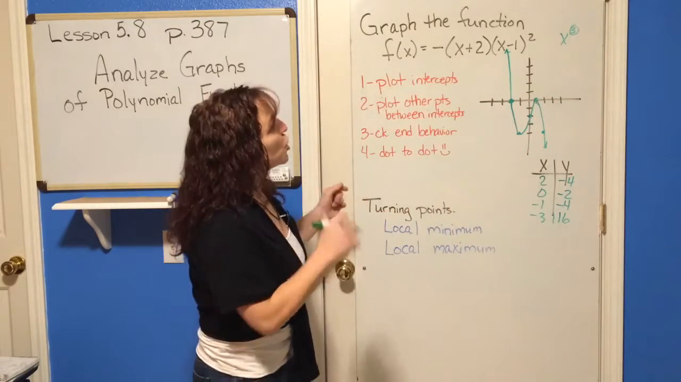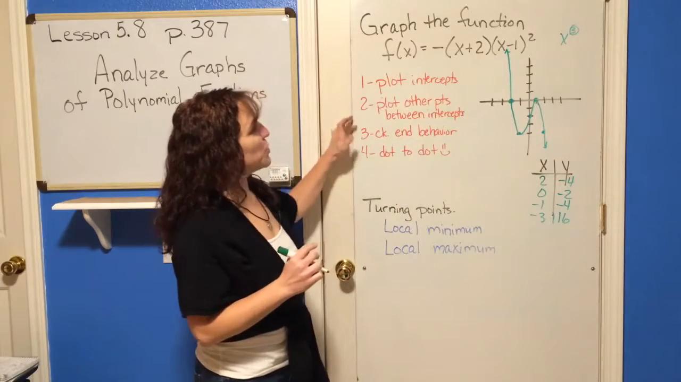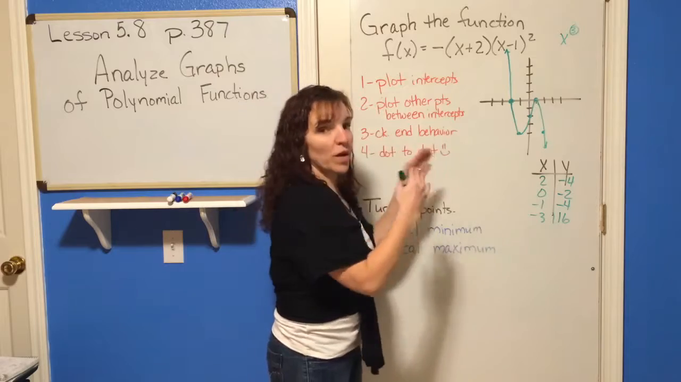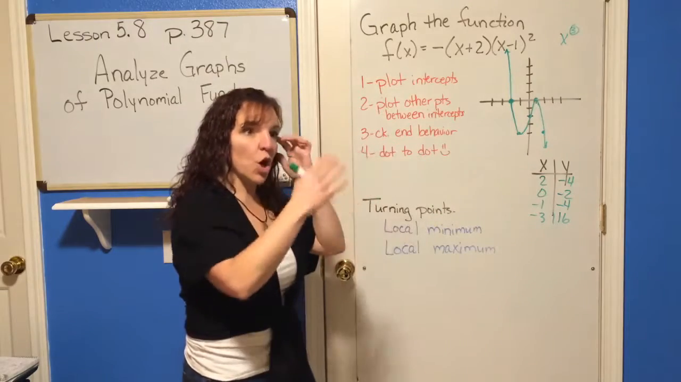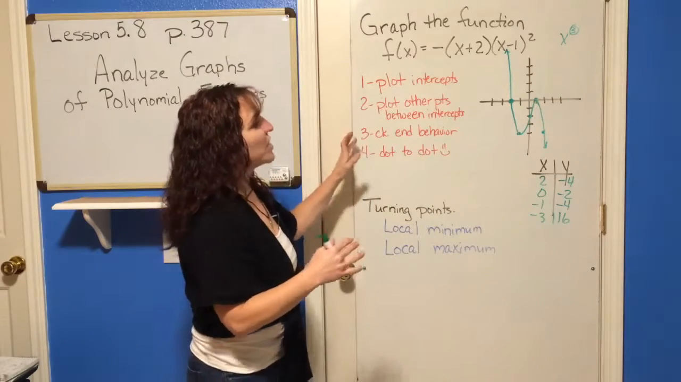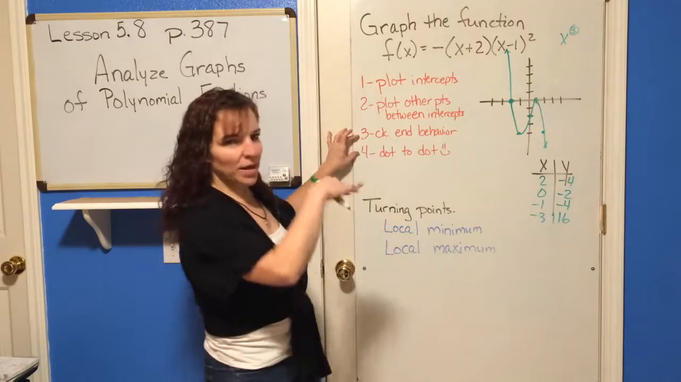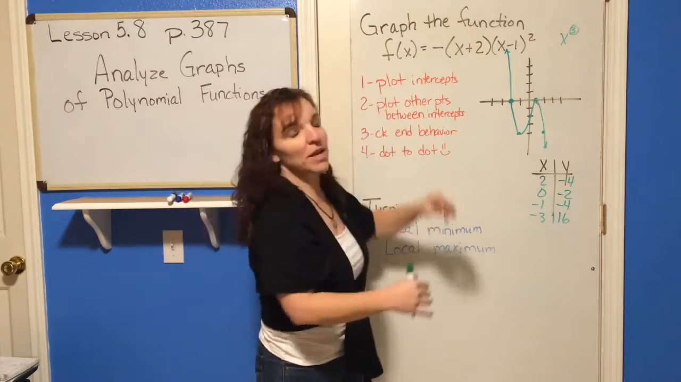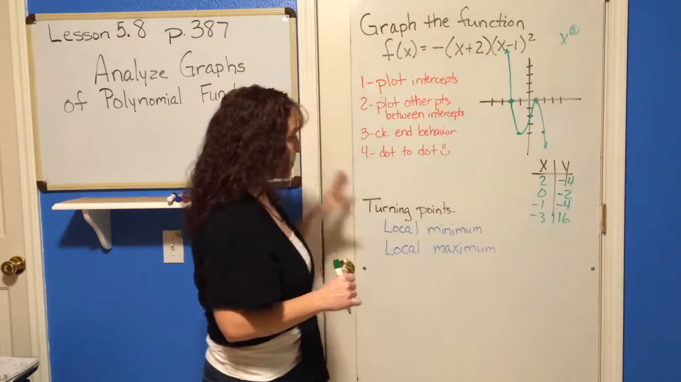All right, so when you're graphing, here are your steps. When you're graphing a function, plot the intercepts, find some points in between those intercepts so that you know where it curves, and these two can kind of be done at the same time. Then connect your dots, and check your end behavior and make sure that you've done it correctly.